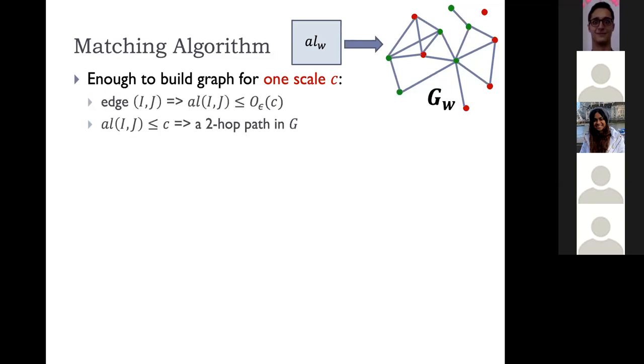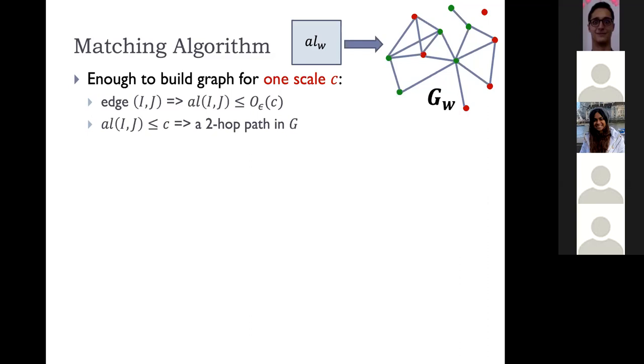And roughly, this is ideally what we'd hope for, right? So this is the two directions. One is that if there exists an edge in the graph, an edge in the graph would correspond only to strings i, j which are maybe a constant factor more, so order of C. On the other hand, if this alignment distance is at most C, then there exists a constant hop path in the graph. In our case, it would really be just a two hop path, right?